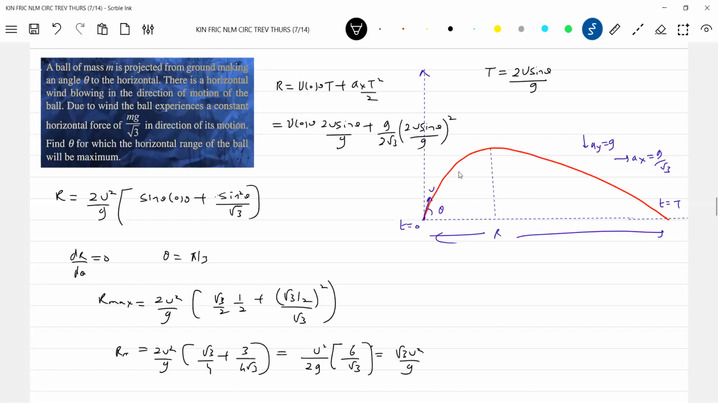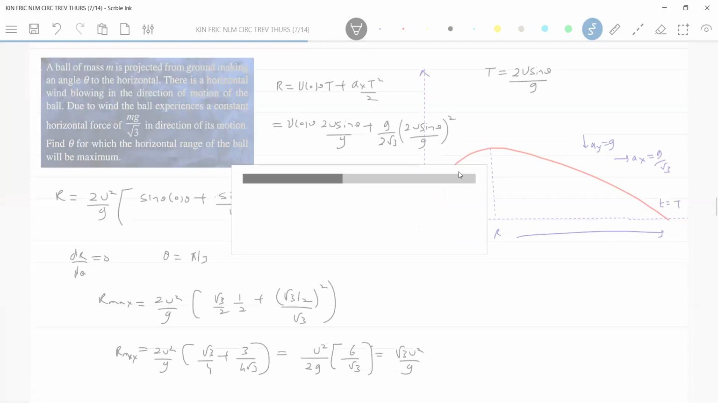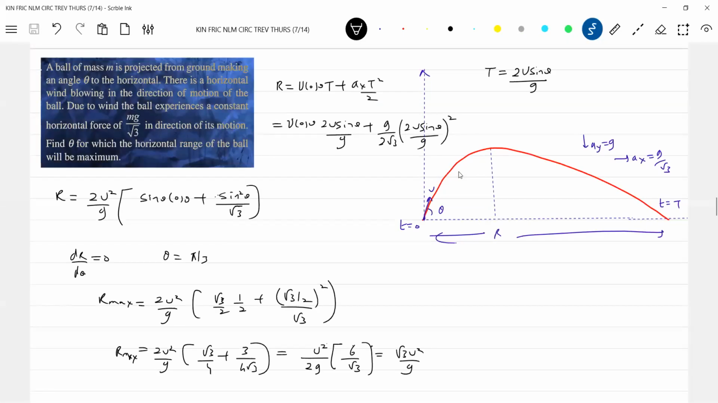So will the range increase or decrease? You check it. It will increase, no, compared to without wind. Remember this condition, very important. Instead of asking a numerical, they may ask whether, if the wind blows, the maximum range increases or decreases. You may get into trouble in matching questions, so you have to be careful.